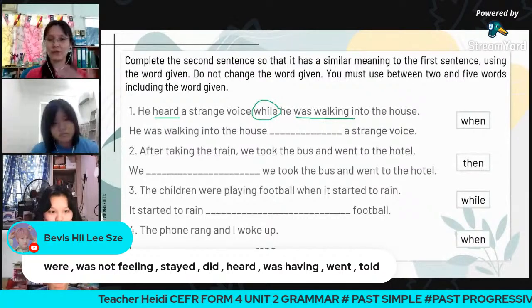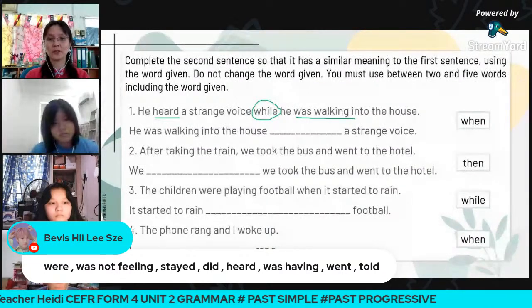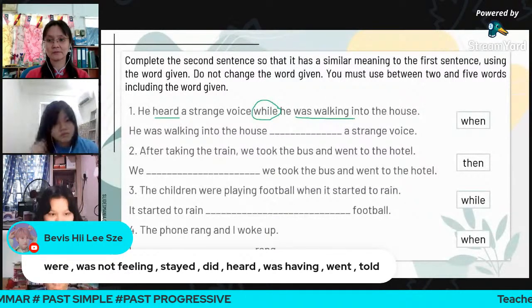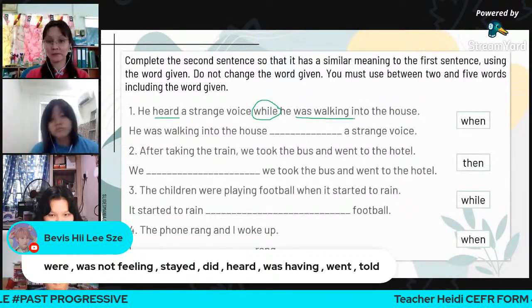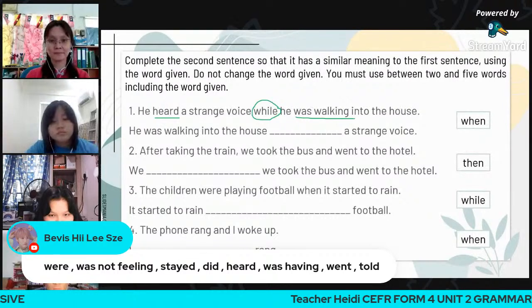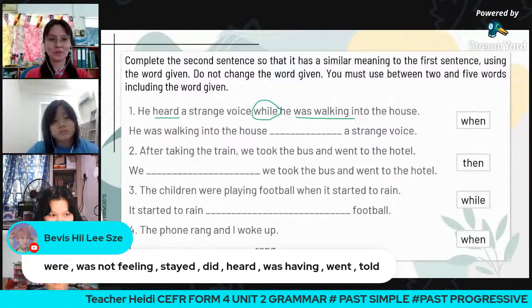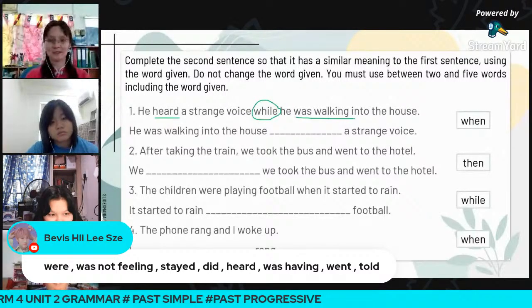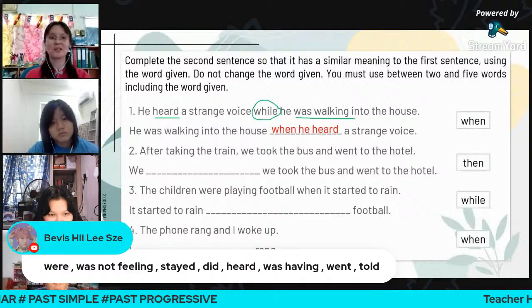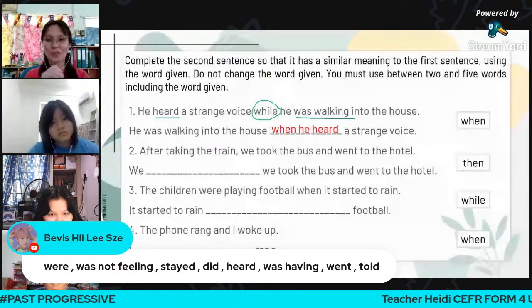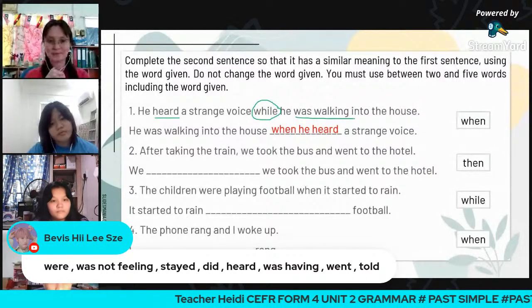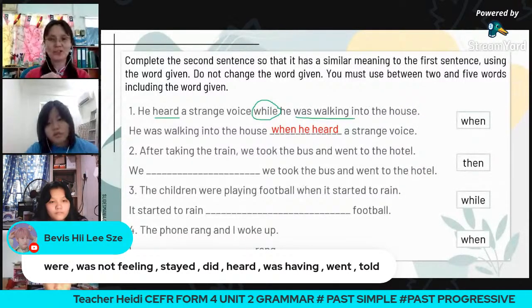Okay, how do you rephrase it? He was walking into the house. Something missing. He was walking into the house. I think he heard should be there. Okay. Oh yeah, when he heard. Oh, you're supposed to use between 2 and 5 words to describe it. Okay. When he heard a strange voice.